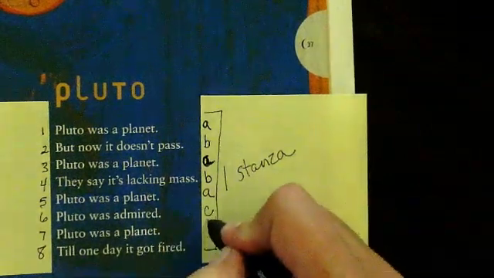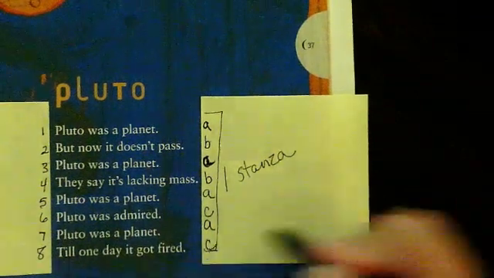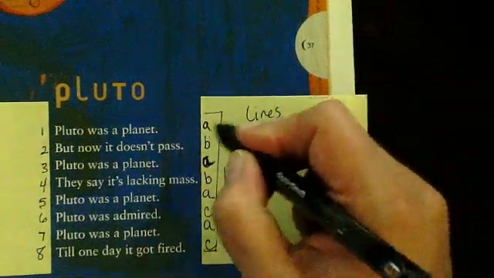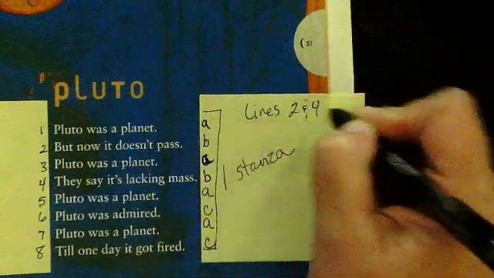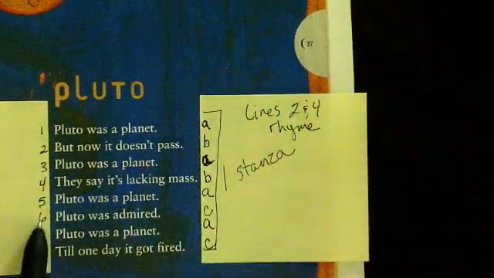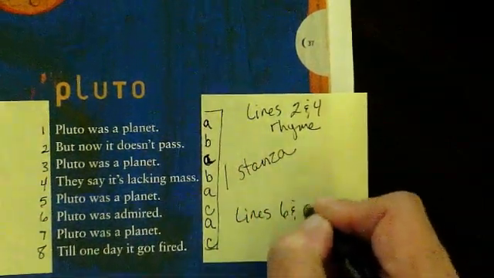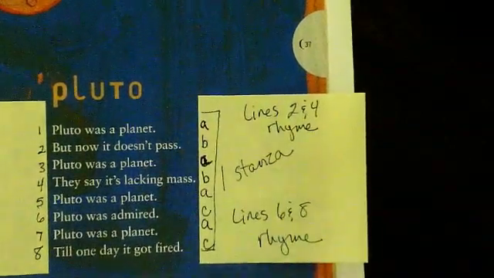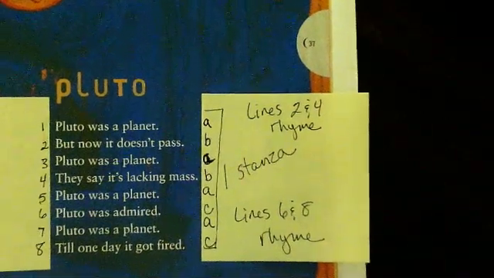And then planet again. How about admired, fired? Those have the same ending sound. So in this poem, we could say that lines 2 and 4 rhyme, and lines 6 and 8 rhyme. Okay, this is our rhyme scheme. It's how we figure out a pattern in our poem for rhyming words.